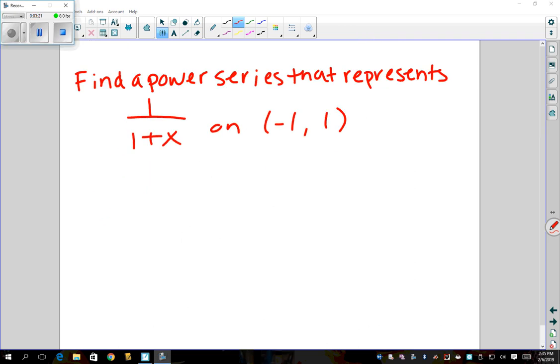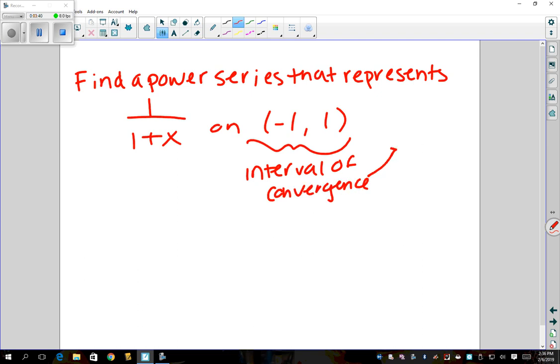So this is a type of problem that you might see when we're using power series. It asks you to find a power series that represents 1 over 1 plus x on -1 to 1. And this is what we will learn to call the interval of convergence. Again, this just refers back to r being less than 1. So from -1 to 1, that's our interval of convergence.